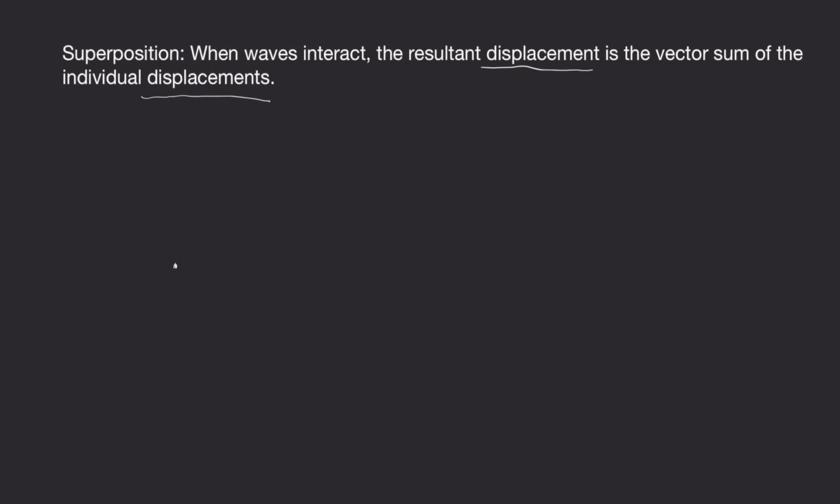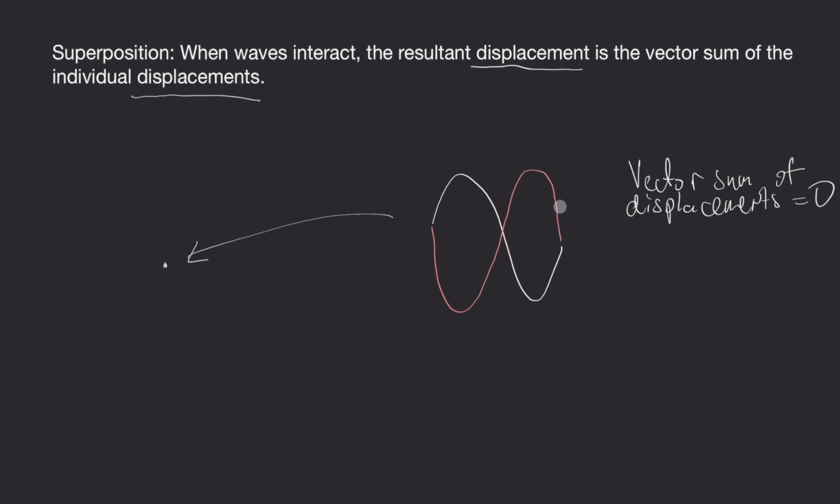So let's say I have a point X and a wave arrives there, and as it's arriving, it's in this part of the cycle. Let's say that another wave arrives at that point at exactly the same time, and in this case their overall displacement is going to be equal to 0.